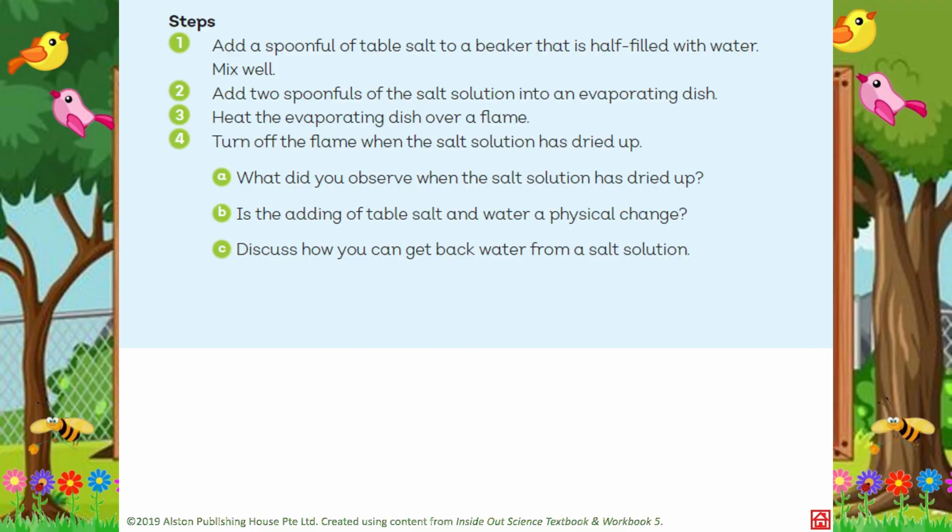So after watching the video, let us answer questions A, B, and C. So what did you observe when the salt solution has dried up? What have you observed? So in the video, basing on the video, we have observed that when the salt solution has dried up, the salt remained in the evaporating dish or in the pan. So only the water has evaporated.